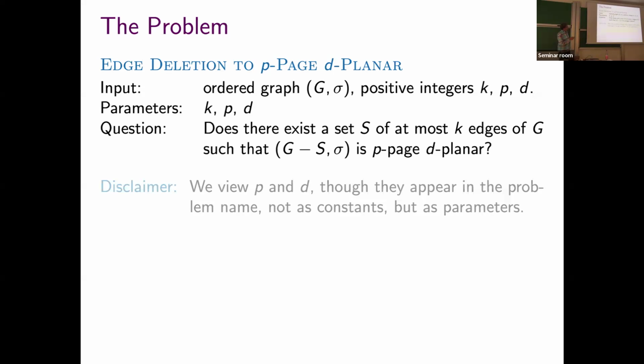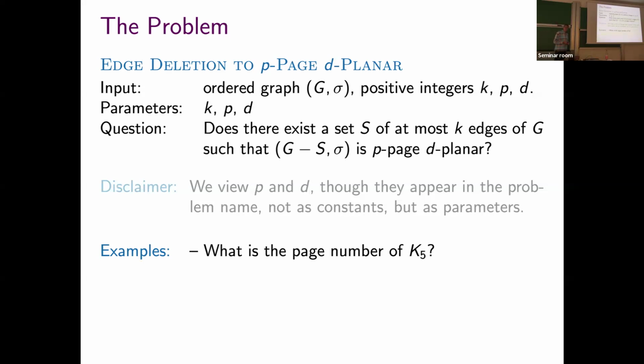One has to be careful how to phrase this, because usually if you see a problem name like this, then you assume that these are fixed constants somehow. But for us, this is not the case. We still see them as parameters. We have to put them somewhere, so that it's clear what we are talking about. So just to make sure that we are on the same page, let's check.